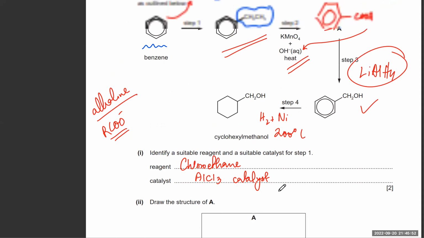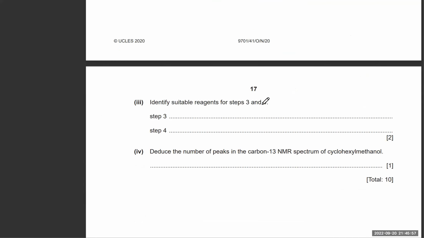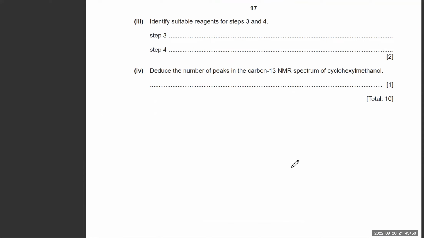Yes, sir. So we did draw the structure of A. What other things do we have? Identify suitable reagents. We did all of that. That's NMR.